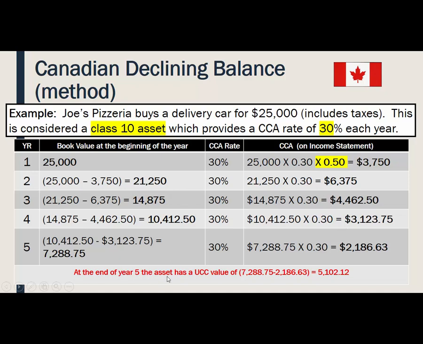Now, at the end of year 5, the asset has a UCC value of $77,288.75 because that's the value at the beginning of year 5, minus the 30% of that number, which is $2,186.63. So the UCC value at the end of year 5 is $5,102.12. So that's the process we would take.